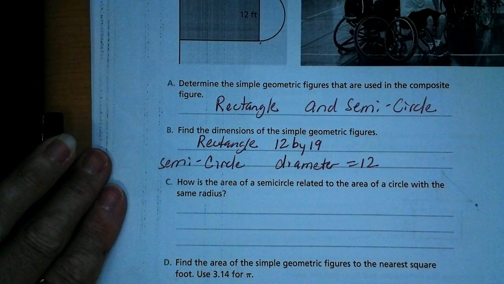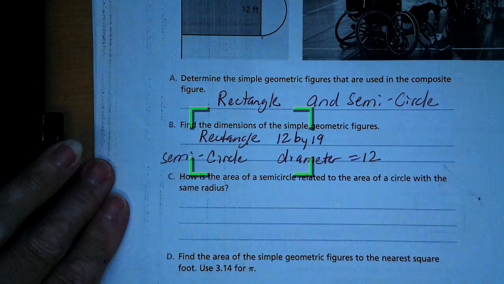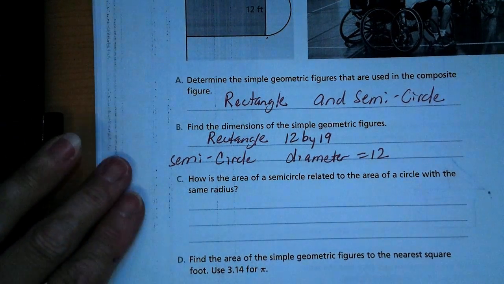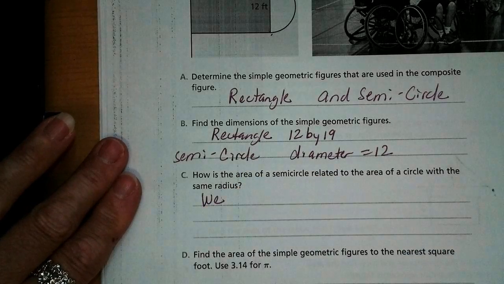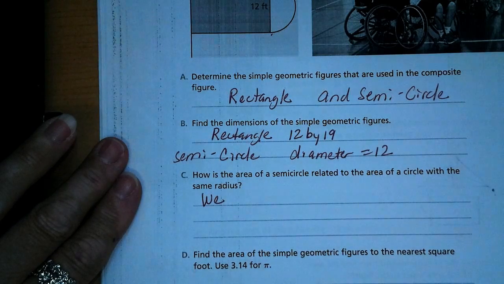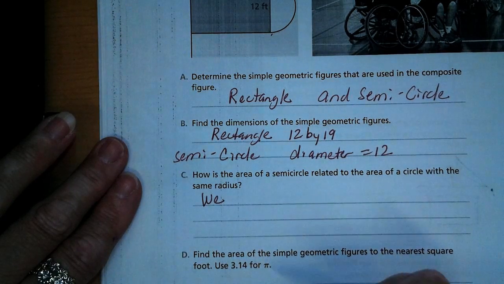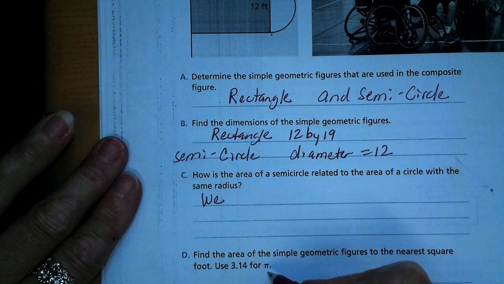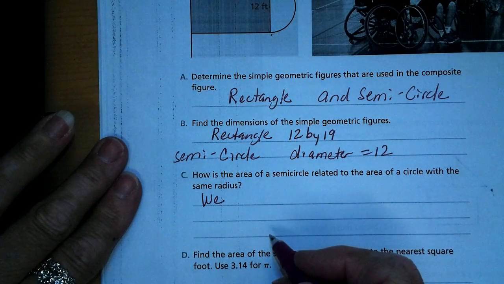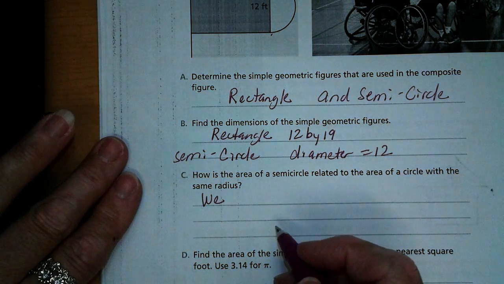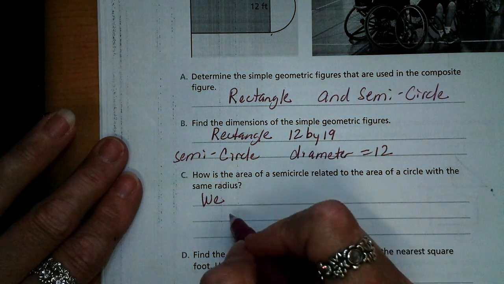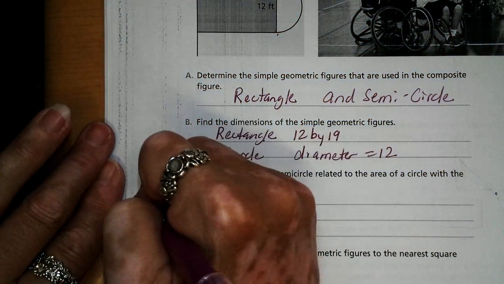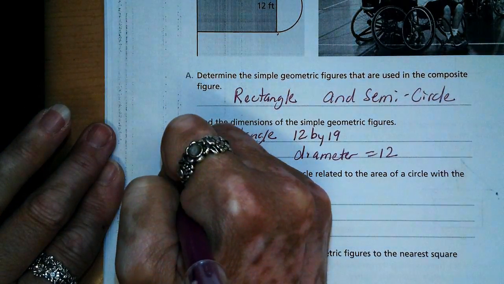Okay, so how is the area of a semicircle related to the area of a circle? Well, how is it related? Anybody have any ideas? How's it related? Does it have something to do with the diameter? Yep. Has something to do with the formula. So the formula for the area is pi r squared.